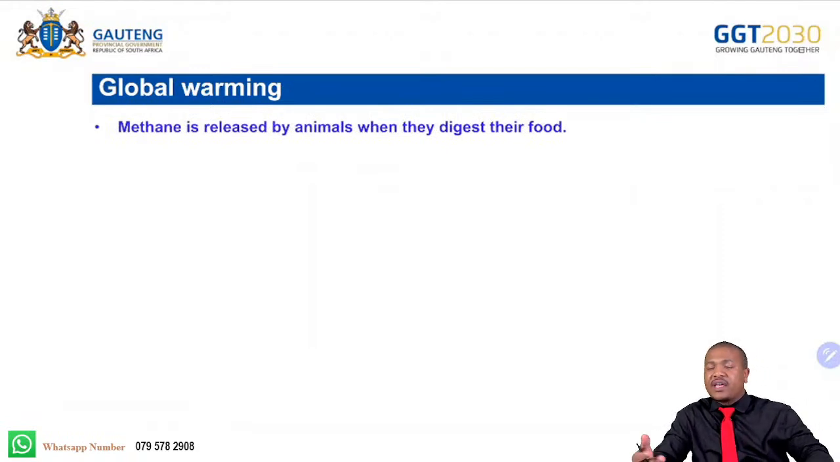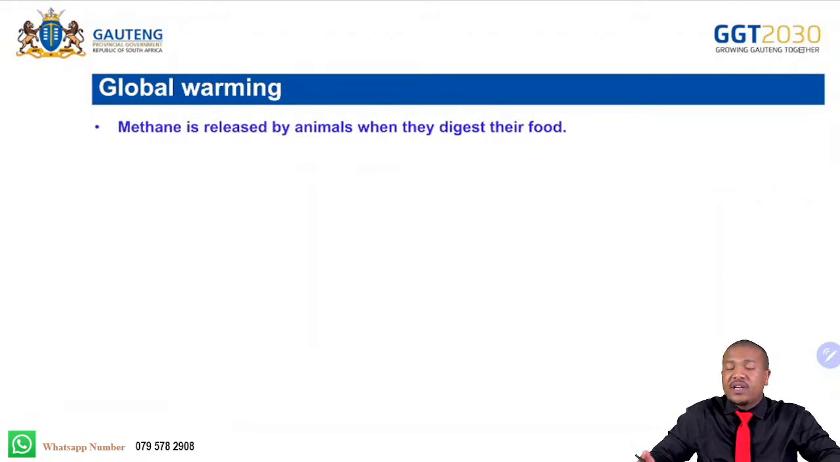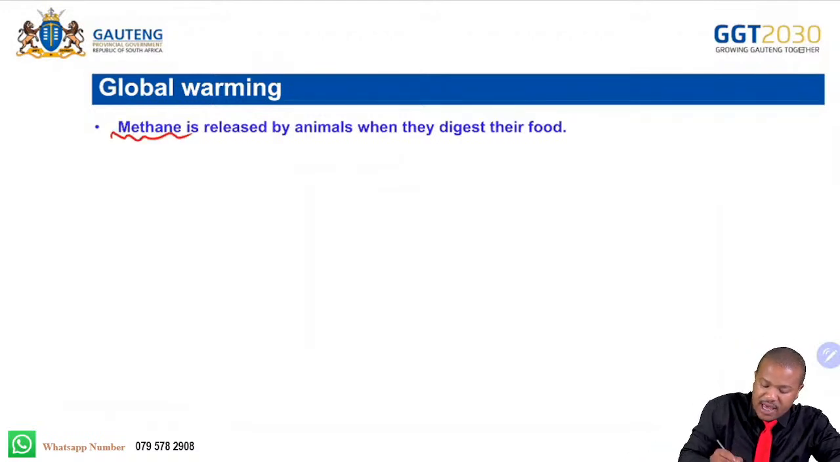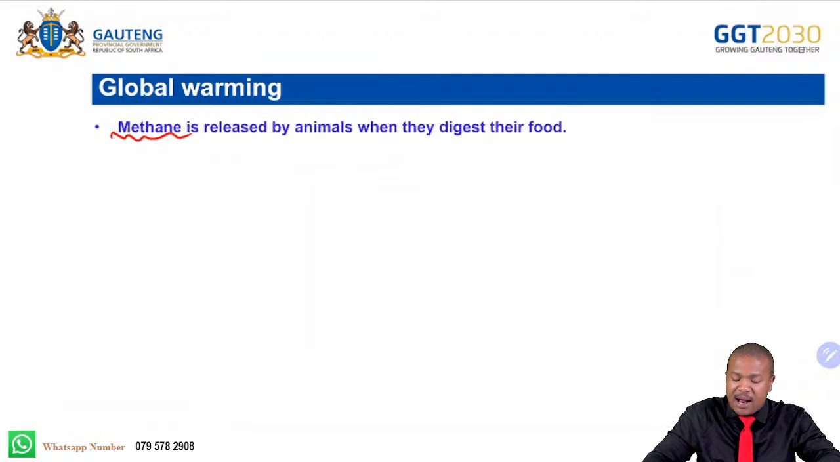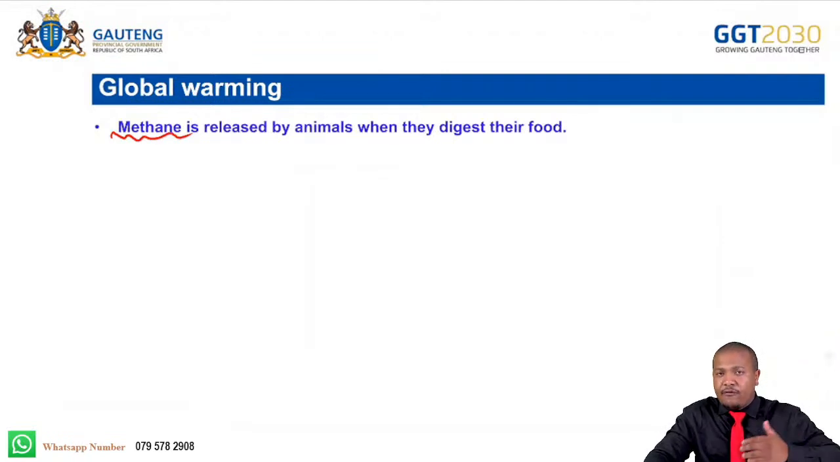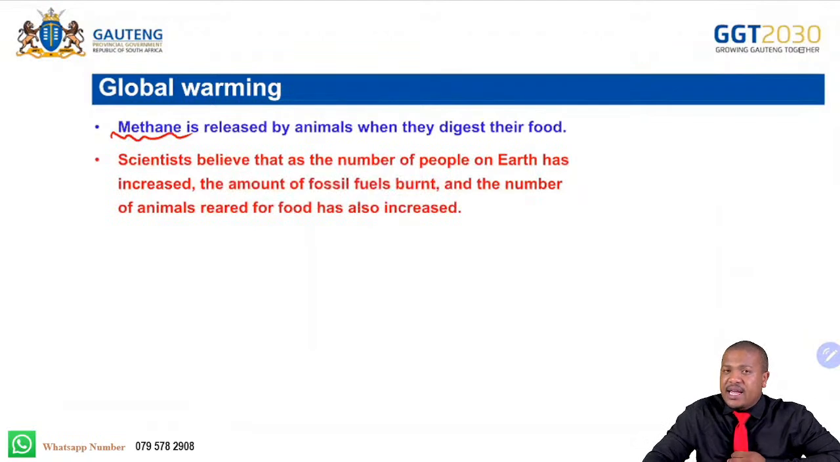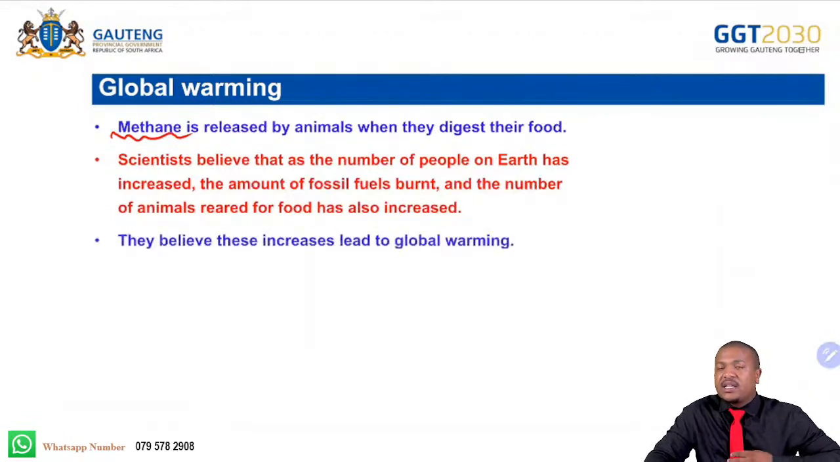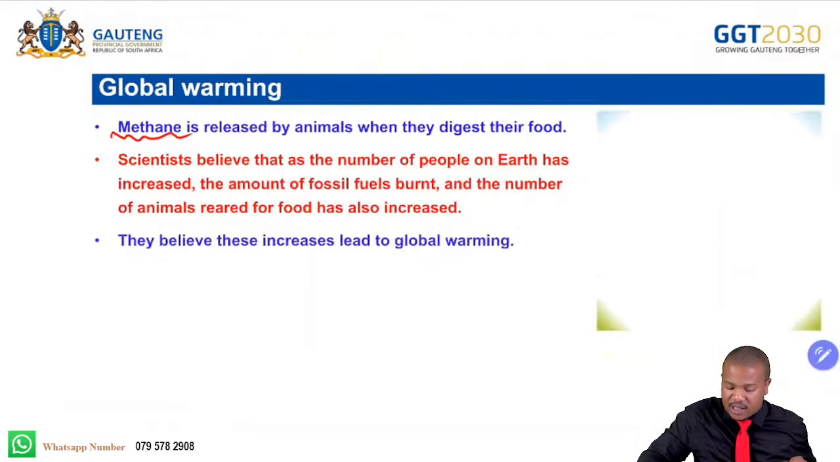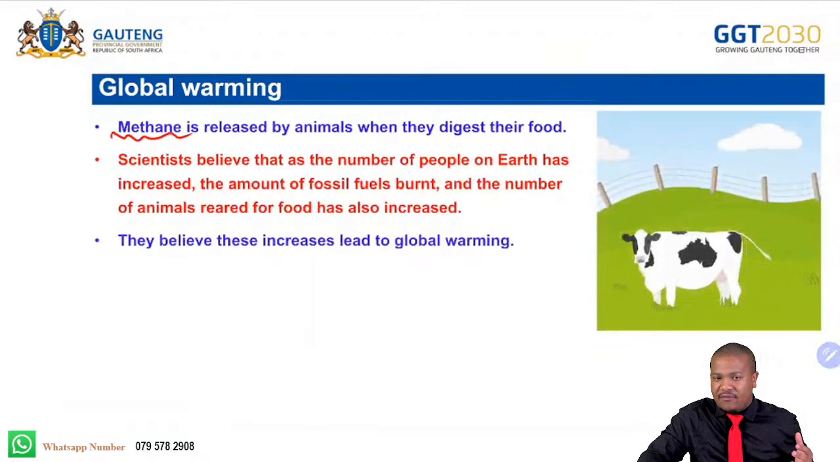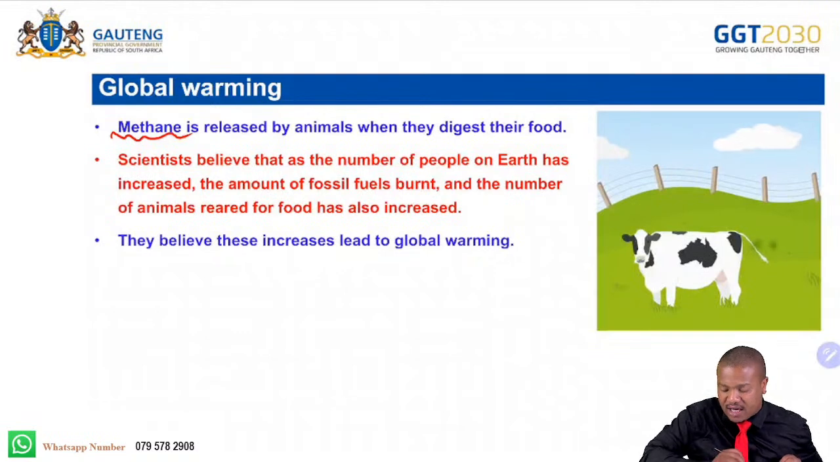One of the greenhouse gases is methane, and methane is released by animals when they digest their food. Scientists believe that as the number of people on Earth has increased, the amount of fossil fuels burnt and the number of animals reared for food has also increased. This can lead to global warming as well, because the more animals we have, the more methane is released.